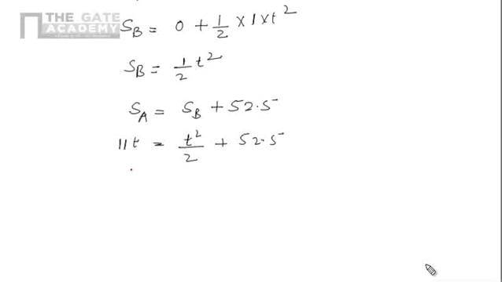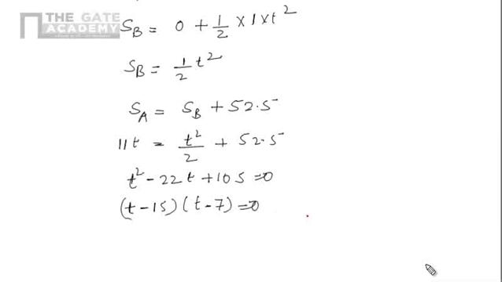So we can write t square minus 22t plus 105 equals to 0. So (t minus 15)(t minus 7) equals to 0. So we will get two values of t: t equals to 15 seconds or t equals to 7 seconds.